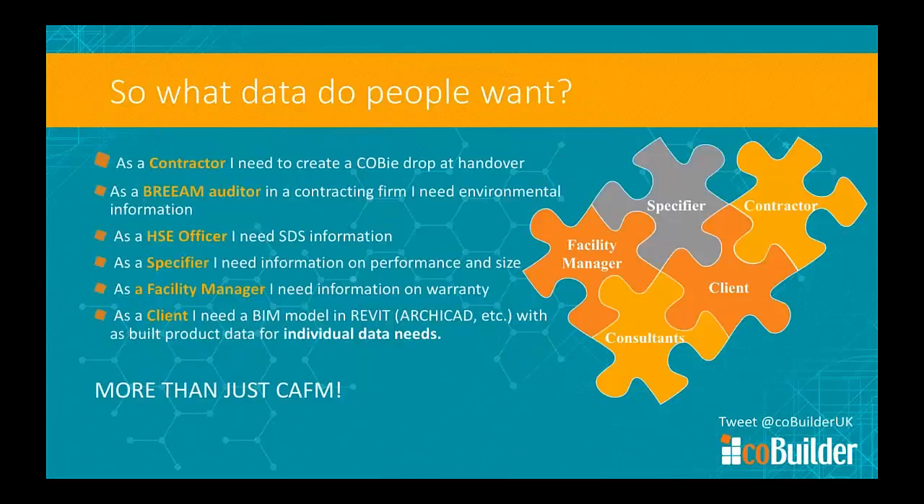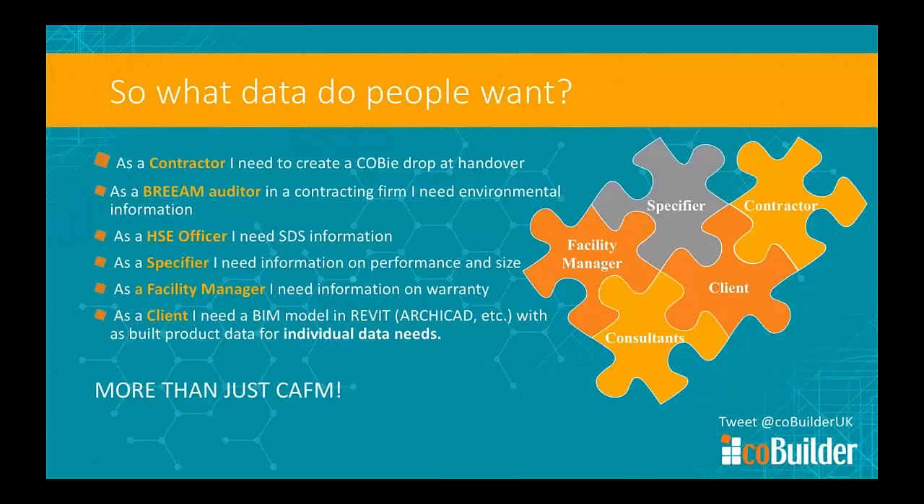So across the supply chain, what do I need? As a contractor, I might have a COBie requirement on me, but I also want environmental, health and safety, and cost data. As a BREEAM auditor, I need the environmental data. The health and safety officer needs this data. As a specifier or designer, I need information on size and width and various other properties. As a facilities manager, I need basic information, but what about the extra stuff? And as a client, what do I need to be handed over to actually manage my asset? So it's more than just PDFs and 5 bits of data for a CAFM tool, which is where 95% of the industry is today.